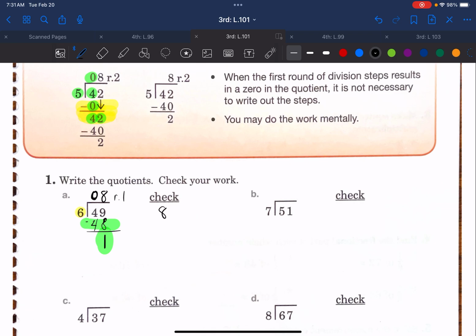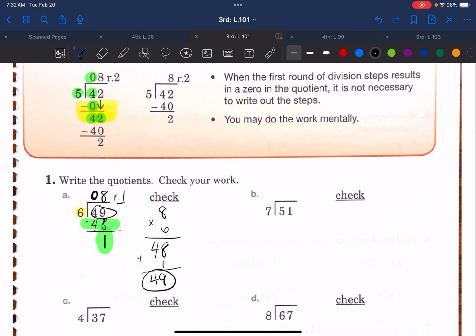So I do 8 times 6, because that's what my quotient and my divisor are together. So 6 times 8. If you want to do your 8 strategy, 6 plus 6 is 12, 12 plus 12 is 24, 24 plus 24 is 48. Then I have to add on my 1 remainder, and I get 49. Okay, so therefore, these two match. I am done. All right, so that is the shortcut division.